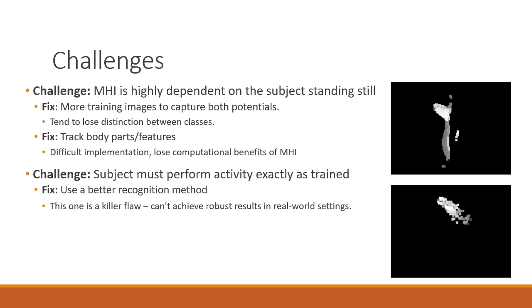You can try and get around this issue by adding more training images to capture both those potentials, but you start to blur the line between different classes and you're going to hit a hard upper limit on your accuracy. You can also try and track individual body parts and features, hands and feet, but this adds a degree of complexity with implementing that tracker, and then you lose some computational benefits.